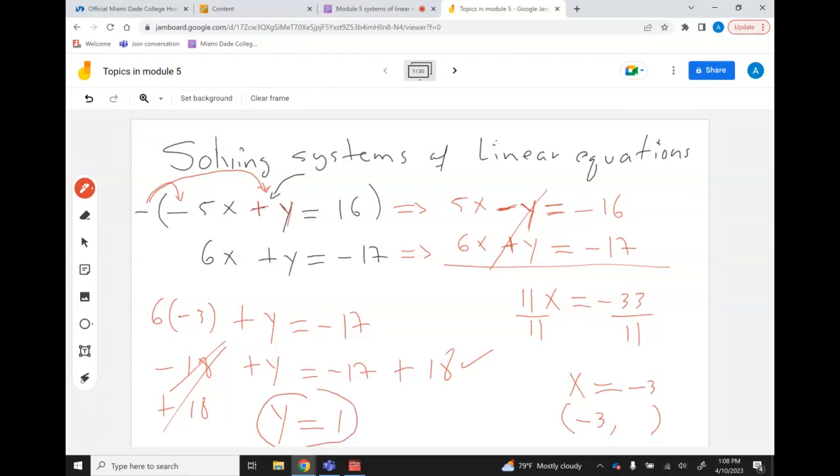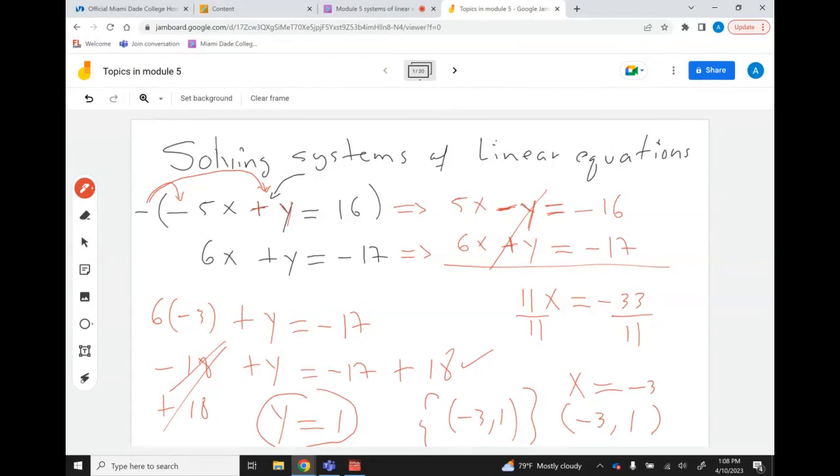Negative 17 plus 18 is just 1. So the solution set, if you want to write it in set notation, is the ordered pair negative 3 comma 1. And that's it. Okay, all right, let's do another one.